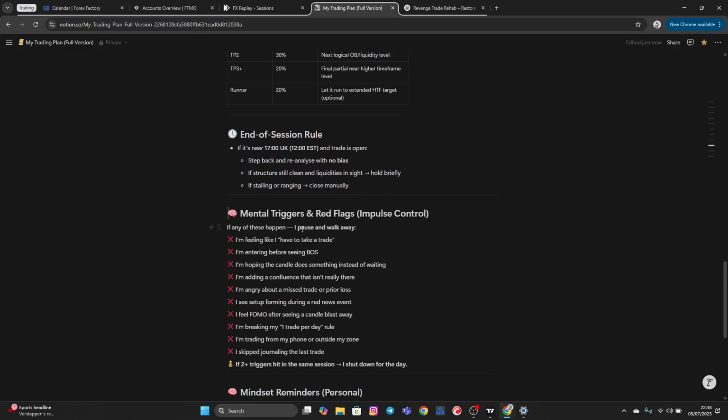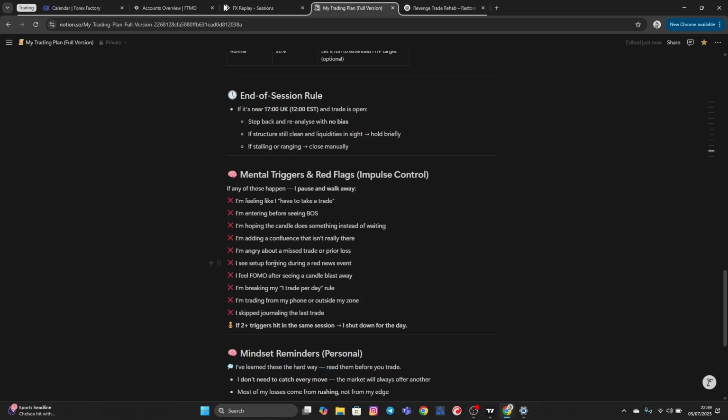So if any of these happen, I pause and walk away. I'm feeling like I have to trade. I'm entering before seeing a break of structure. I'm hoping the candle does something instead of waiting. I'm adding a confluence that isn't really there. I'm angry about a missed trade or prior loss. I see a sell forming during a red news event.